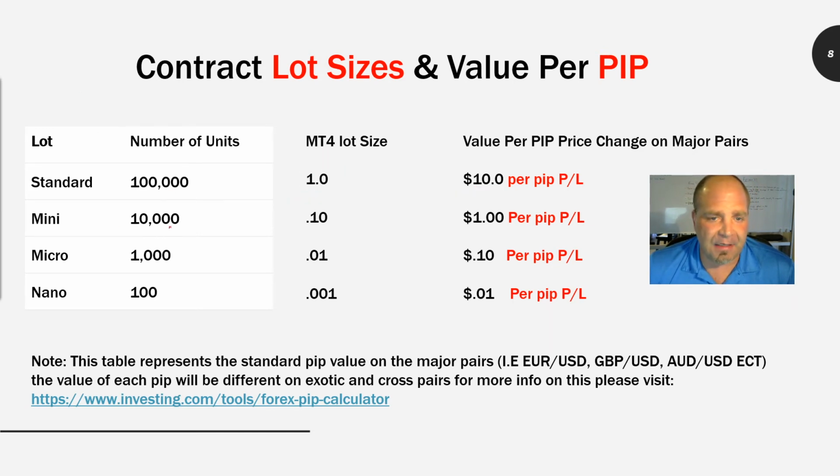So what is a mini lot? A mini lot, on MT4, is 0.10, but it's 10,000 units. You're going to make $1 a pip, and so on and so forth. A micro lot is 1,000 units, 0.01 on MT4. You're going to make 10 cents a pip. Oh, bummer. That's not that much money, Clayton. I want to be up here.